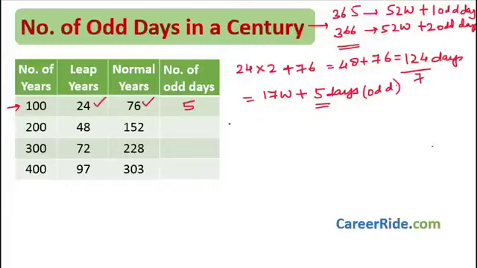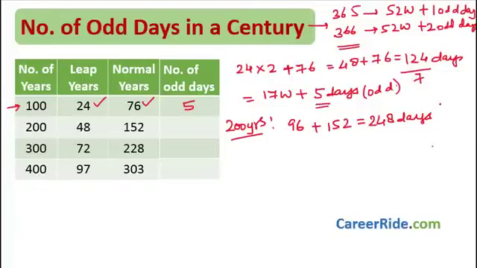Okay. Now, if my period given is 200 years, what would happen here? In a period of 200 years, I know there are 48 leap years. So if I have got 48 leap years, it means 96 odd days, because each year has got 2 odd days, plus 152 normal years, and only 1 odd day every normal year. So 152. This is what the total here becomes, 248 days, right? Now I want to find out how many odd days are there. So what I'll do, I'll try to convert it into number of whole weeks, and I'll try to see what is the remainder. So I'll divide by 7, right?